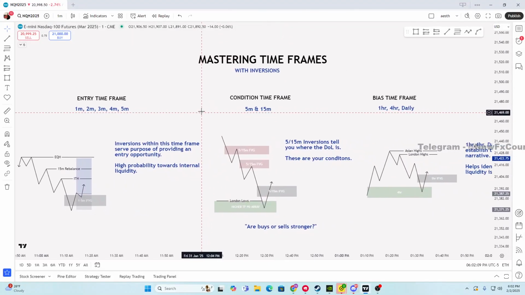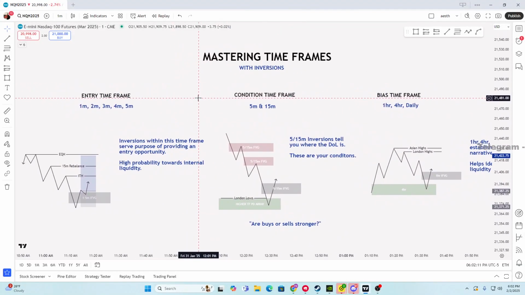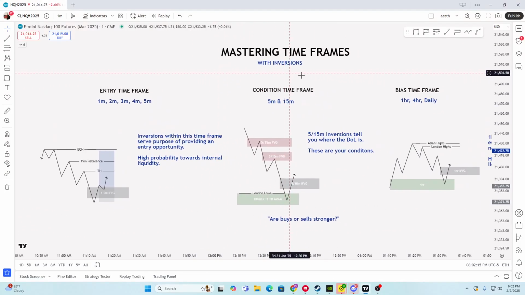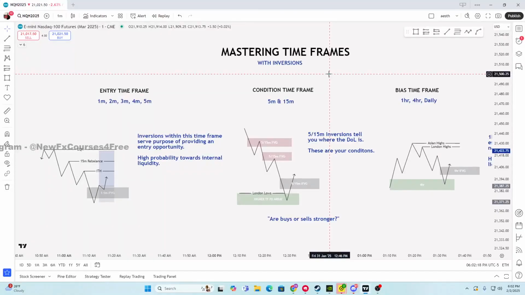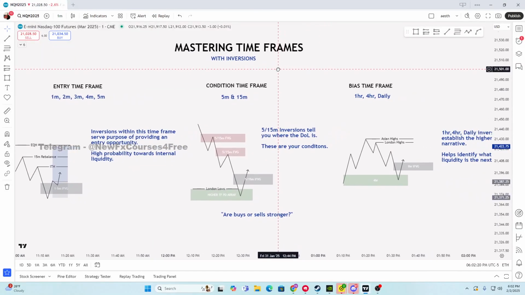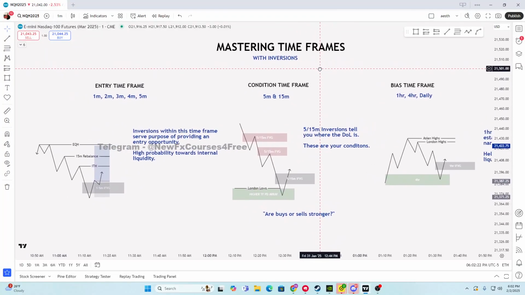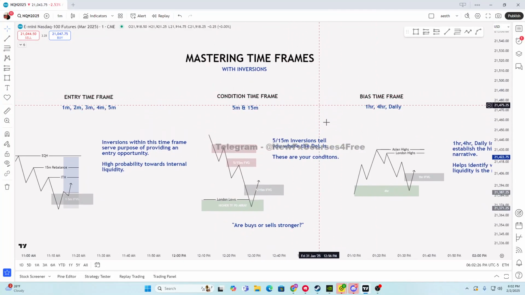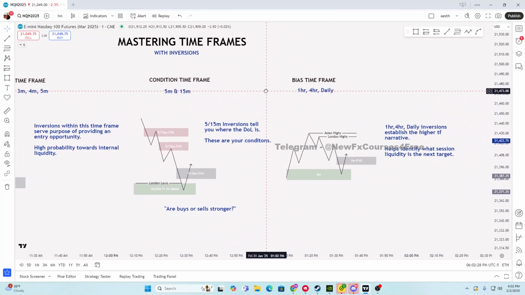Anyways, onto a little lesson on mastering time frames. Wait, let me check how Yecoin is doing. Okay. So this is really just breaking down inversions in three significant time frames. With inversions, you're going to have your entry time frame inversions, your condition time frame inversions, and then your bias time frame inversions.